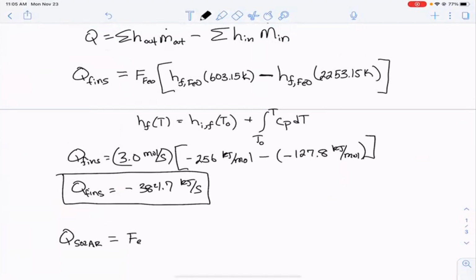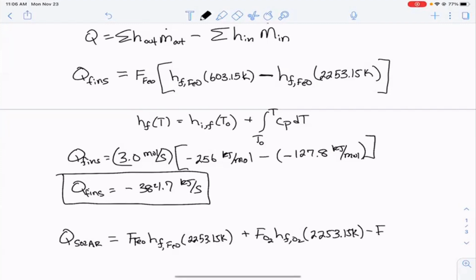Q solar simply equals the flow rate of FeO in the process, times the heat of formation for FeO at 2253.15 Kelvin, plus the flow rate of oxygen that we solved for, times the heat of formation of oxygen at that temperature, minus the flow rate of Fe3O4 times the heat of formation of Fe3O4 at the lower temperature.